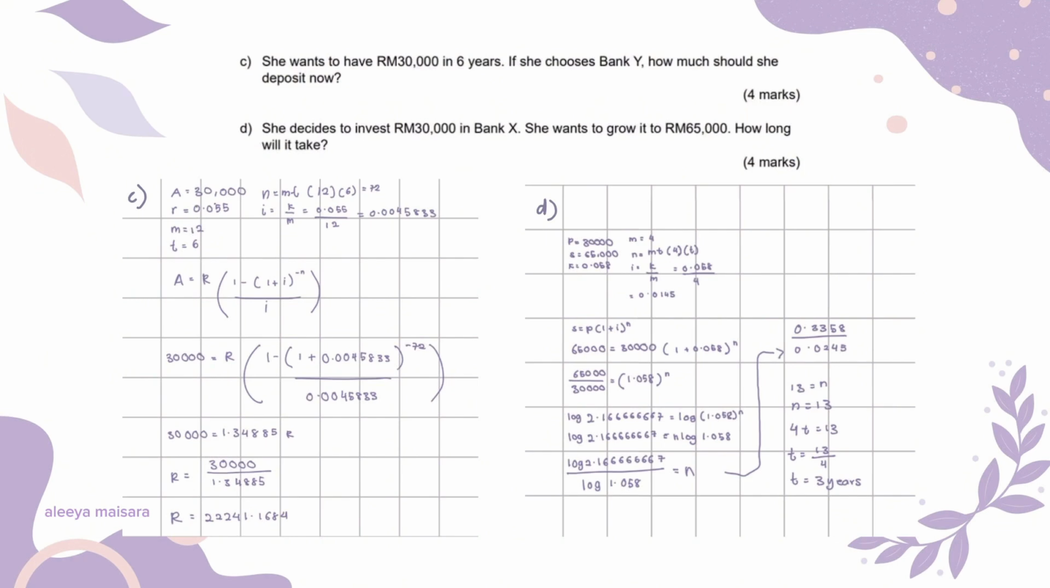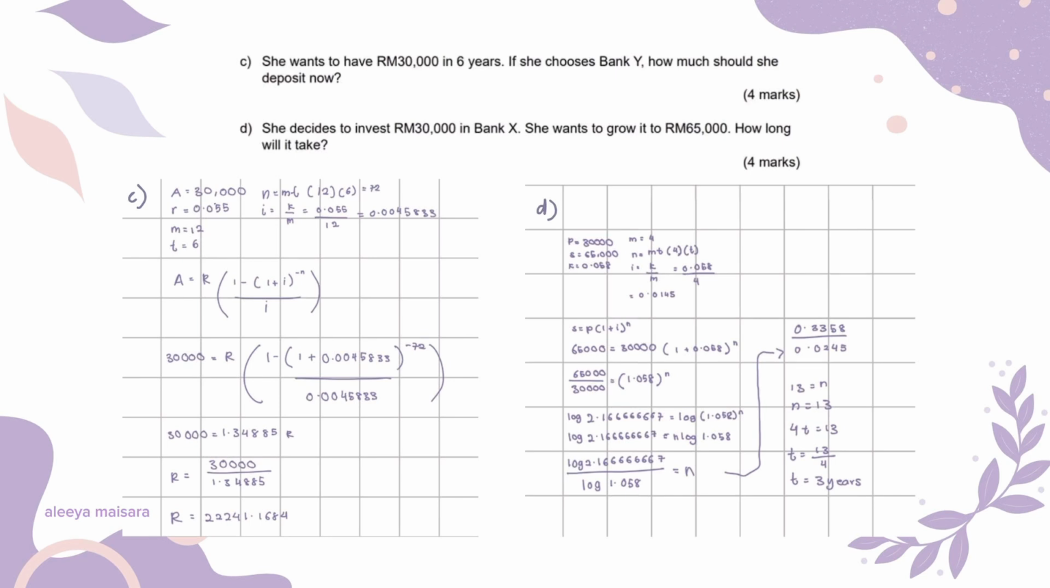And the next step is 65,000 divided by 30,000 equals, in bracket 1.058, bracket with the power of n. Next, by using the log, we will use log 2.166666667 equals log in bracket 1.058, bracket and the power of n. And then log 2.166666667 equals n log 1.058.